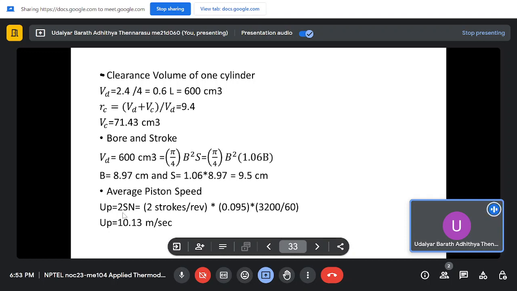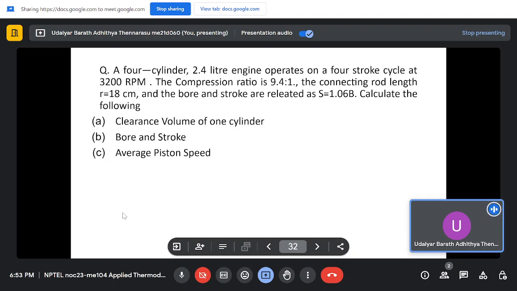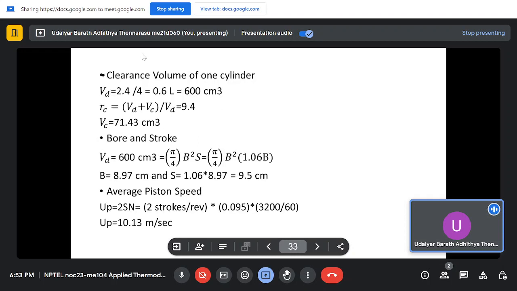So first is the clearance volume of one cylinder. We know the displacement volume or capacity of the engine is 2.4 liters for 4 cylinders. So for each cylinder it will be 2.4 by 4, which will give you 0.6 liter or 600 centimeter cube. That is the displacement volume of a single cylinder. Now we know the compression ratio is 9.4. Similarly, you can calculate VC as 71.43 centimeter cube. Again, this is VD plus VC divided by VC, not divided by VD. So it will come out to be 1 plus VD by VC. So the clearance volume is 71.43.